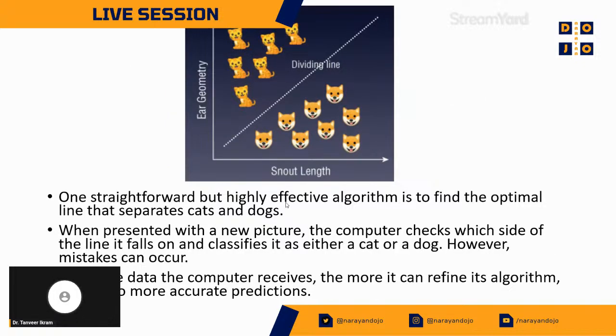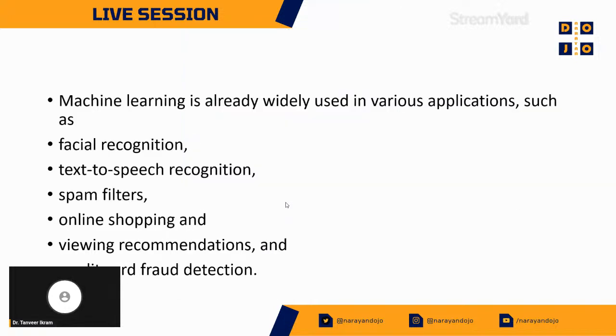We can have a lot of images and we want to differentiate between both, so we can have a line drawn between cats and dogs. One straightforward but highly effective algorithm is to find the optimal line that separates the cats and dogs. When presented with a new picture, the computer checks which side of the line it falls on and classifies it as either a cat or a dog. However, mistakes can occur. The more data the computer receives, the more it can refine its algorithm, leading to more accurate predictions. So we will not go into complex terms at this moment.